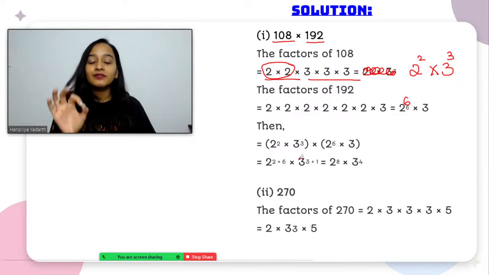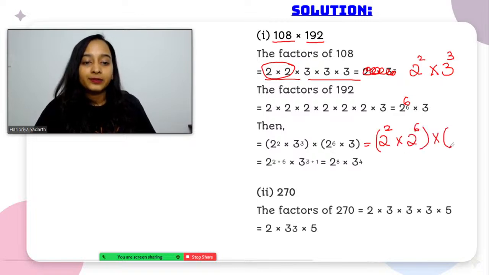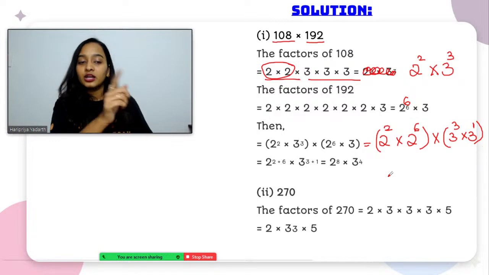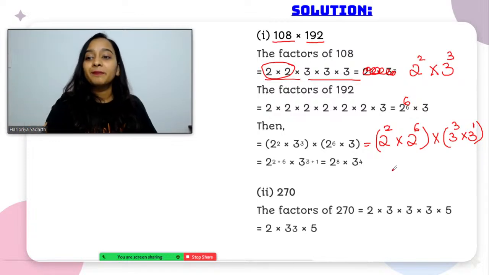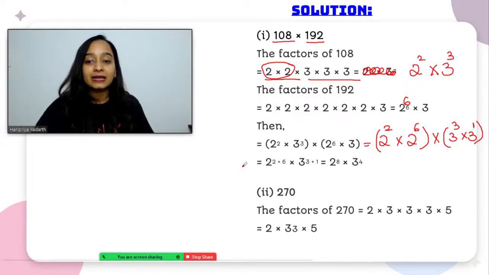Now here is where we will be using the first law of exponents. 2 square multiplied with 3 cube multiplied with 2 to the power 6 multiplied with 3. So you can say 2 square multiplied with 2 to the power 6, put it in the bracket, multiplied with 3 to the power 3 multiplied with 3 to the power 1. 3 is nothing but 3 to the power 1. Now what is happening here? The bases are the same, but the powers are different and they are multiplying here.